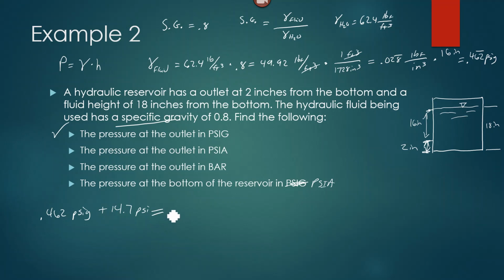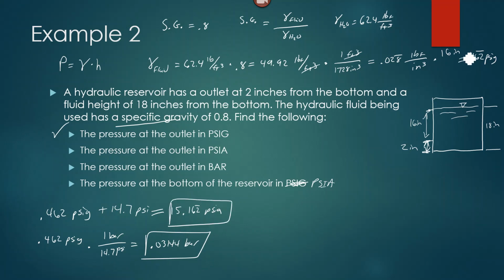That's going to give us 15.162 PSIA. Then for 0.462 PSIG, to get bar, we're going to use 1 bar equals 14.7 PSI. That's going to give us 0.03144 bar. So there's that, and there is that.